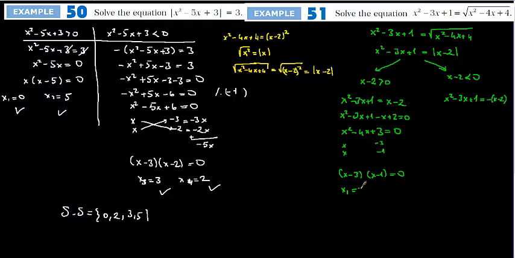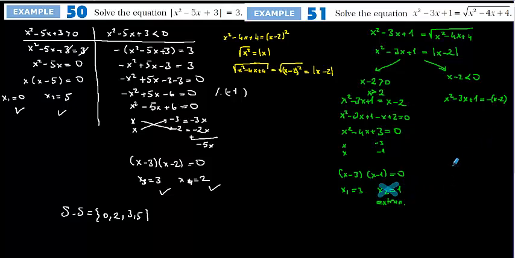So x1 is equal to 3 and x2 is equal to 1, and x2 equal to 1 is an extraneous solution, because if x minus 2 is greater than 0, it means that x is greater than 2. This is an extraneous solution, and that's why it is not going to be in the solution set. So I'm going to cross it out like this.